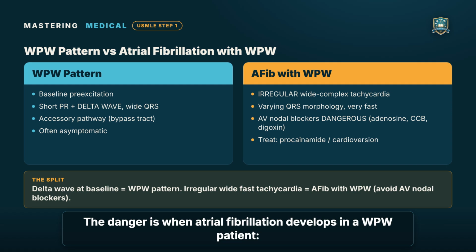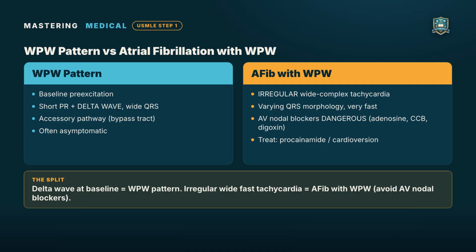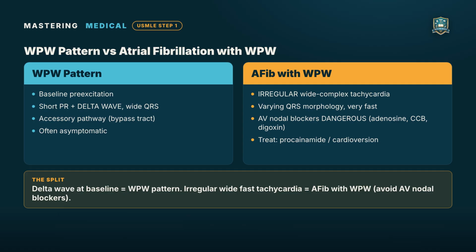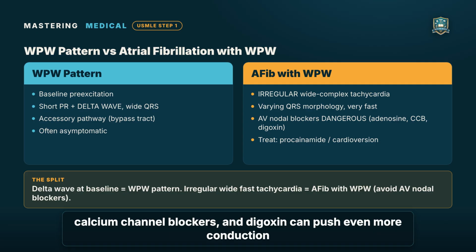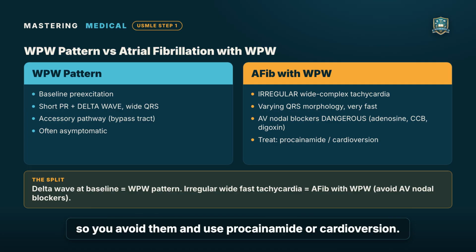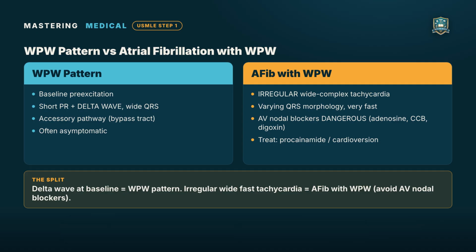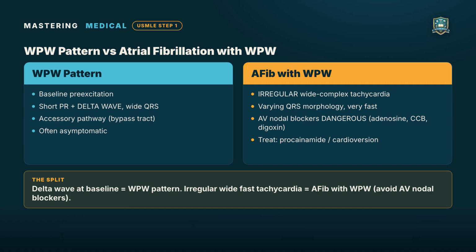The danger is when atrial fibrillation develops in a WPW patient. The chaotic atrial impulses race down the accessory pathway, producing an irregular, very fast, wide complex tachycardia. Here is the trap. AV nodal blockers like adenosine, calcium channel blockers, and digoxin can push even more conduction down the pathway and trigger ventricular fibrillation, so you avoid them and use procainamide or cardioversion. So a delta wave at baseline is the pattern, while an irregular, wide, fast tachycardia is pre-excited atrial fibrillation.